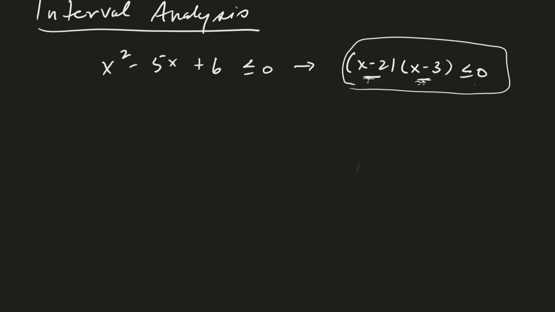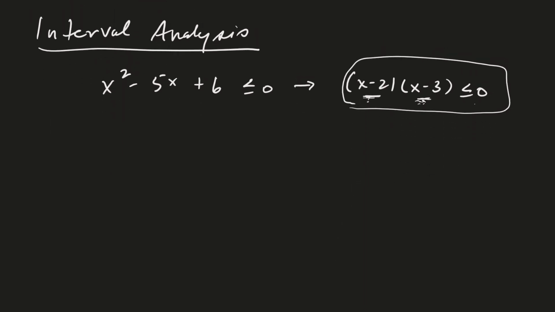So an easy way of organizing your thoughts for this is to build what we're going to call a sign chart. And so I'm going to write x minus 2 and x minus 3 off to one side here. I'm going to write the number line down below. And then down below here, I'm going to write where each of these factors is equal to 0. Okay, and now I'm going to write where each of these factors is positive or negative.